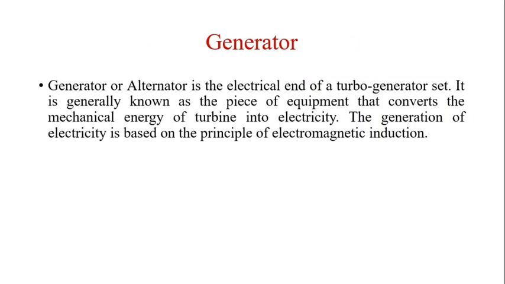Next is the electrical generator. The generator or alternator is the electrical end of the turbo generator set. It is generally known as a piece of equipment that converts mechanical energy of the turbine into electrical energy. The generation of electricity is based on the principle of electromagnetic induction. So with this, we have seen the components of thermal power station.